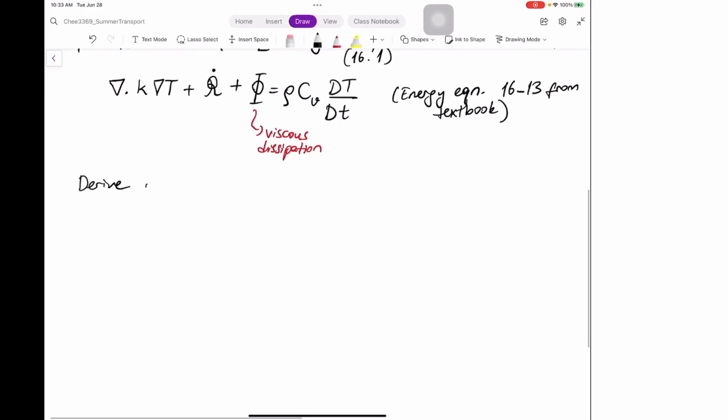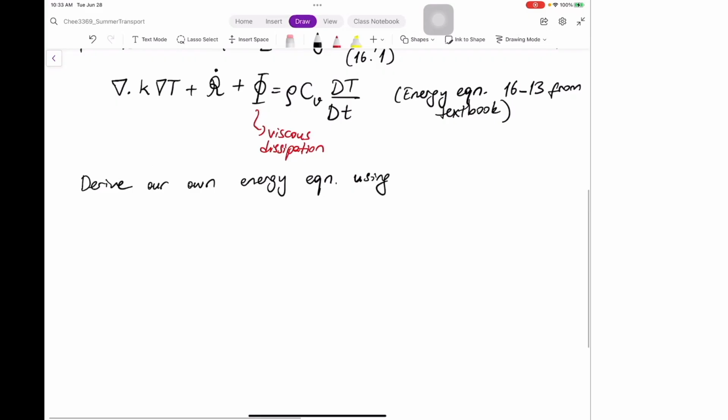Derive our own energy equation for finding the temperature distribution using shell balance.